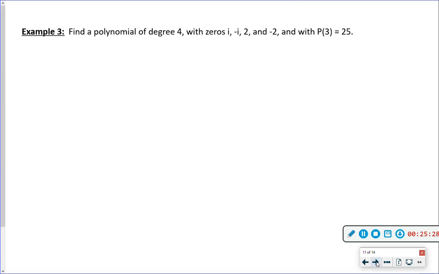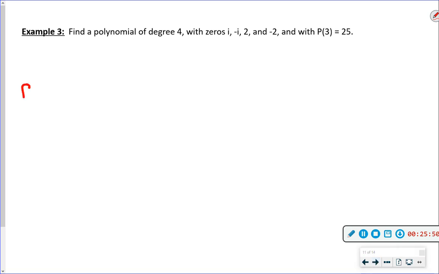Find a polynomial degree 4. Okay, good stuff. Zeros i, negative i, 2, negative 2. We'll deal with that P of 3 equals 25 at the end. Now, we have done these. We have found the polynomials, meaning we are working backwards. There are the 4 answers. I need you to come up with the x to the 4th, the polynomial.